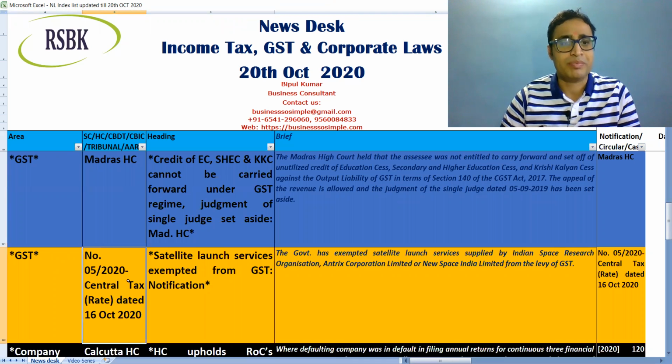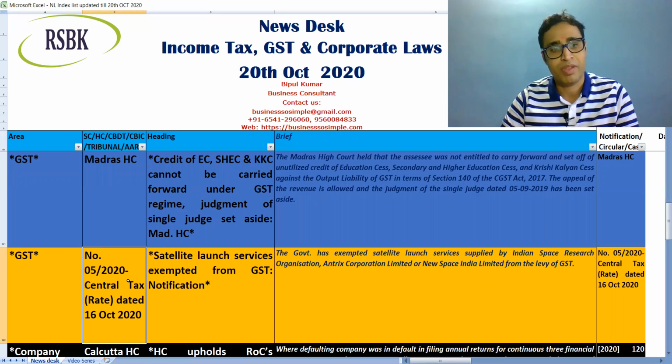Madras High Court: credit of education cess, secondary and higher education cess and Krishi Kalyan cess cannot be carried forward under the GST regime. Judgment of the single judge set aside by the Madras High Court.